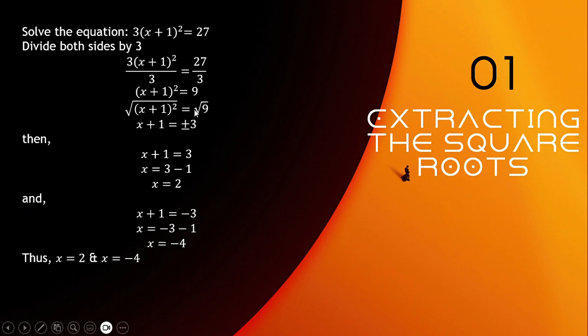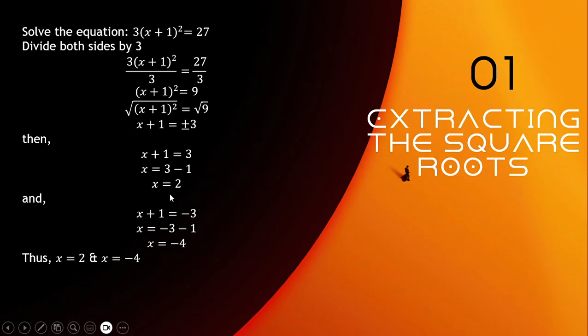Take note that when you're getting the square root of a number, you must not forget the plus and minus sign. And then we equate x plus 1 to plus 3 and negative 3. So x plus 1 is equal to 3, x is equal to 3 minus 1, transpose the 1 here and it becomes negative, then x is equal to 2.